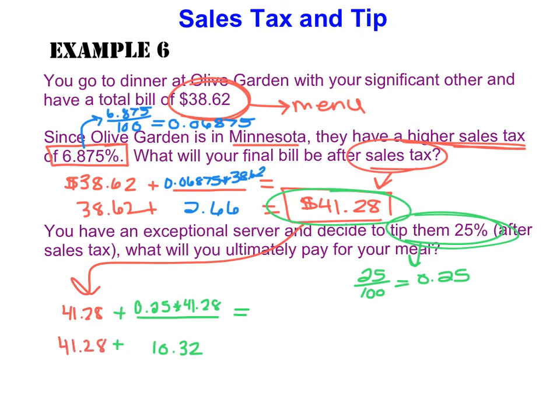So if I add that $10.32 with $41.28, I end up with a total bill with sales tax and tip of $51.60. So that's what I would pay at the restaurant in full after paying sales tax and after adding on my 25% tip.